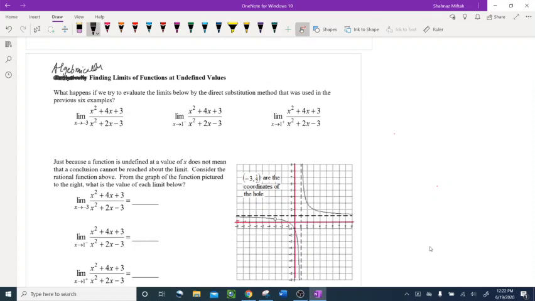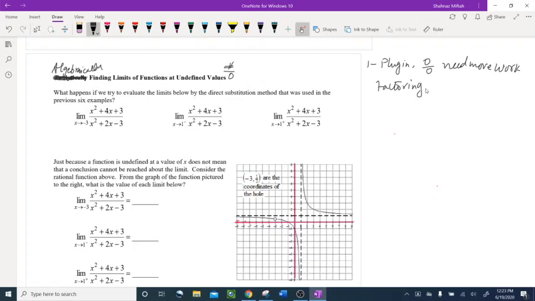Undefined values: when you have a number over 0, that's undefined. If you remember the steps from the previous video, the first one is you plug in. I'm just going to write them one more time. You plug in, and if you get 0 over 0, you need more work. What is that more work?